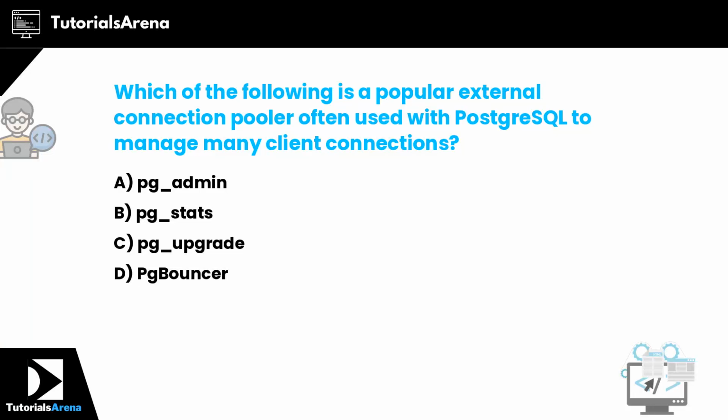Which of the following is a popular external connection pooler often used with PostgreSQL to manage many client connections? The correct answer is option D, pgbouncer.